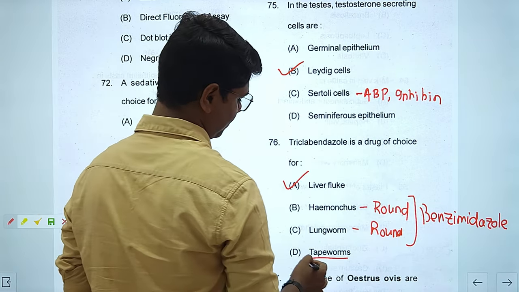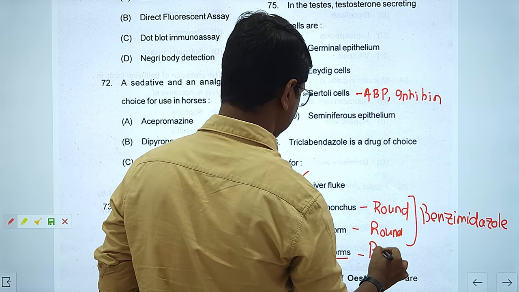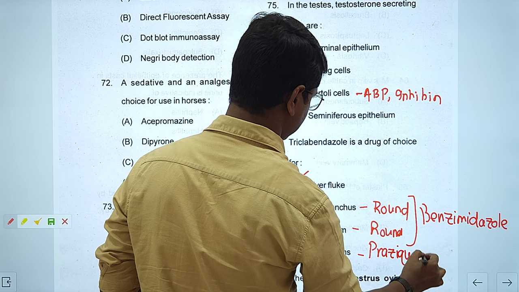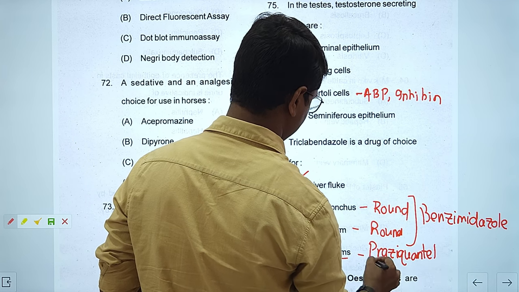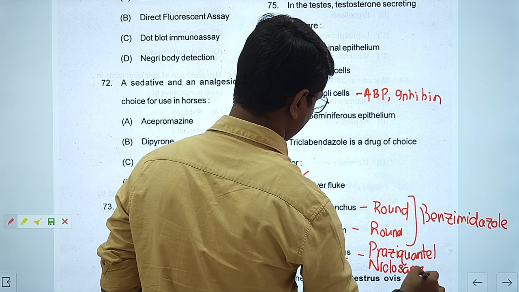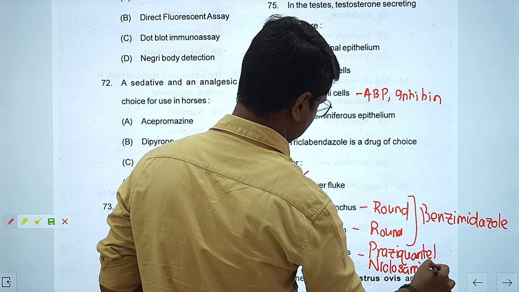For tapeworms, the drug of choice is praziquantel. For some other tapeworms, the drug of choice is niclosamide. For most of the tapeworms, praziquantel.